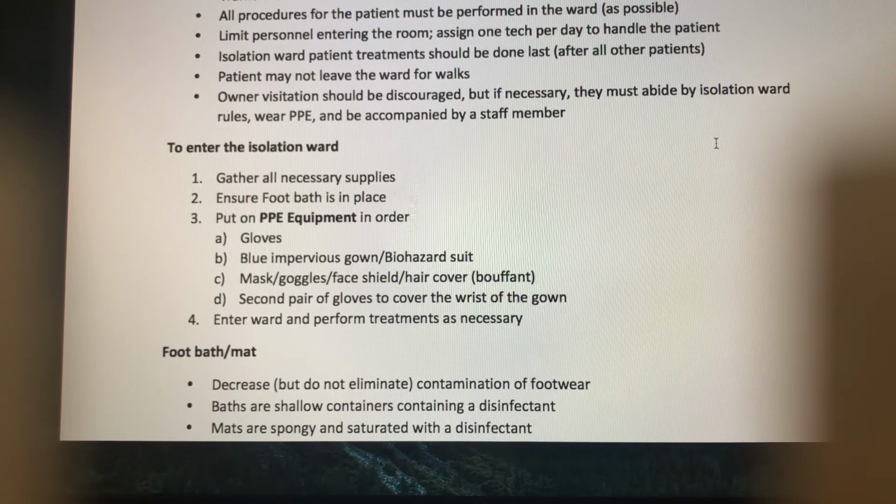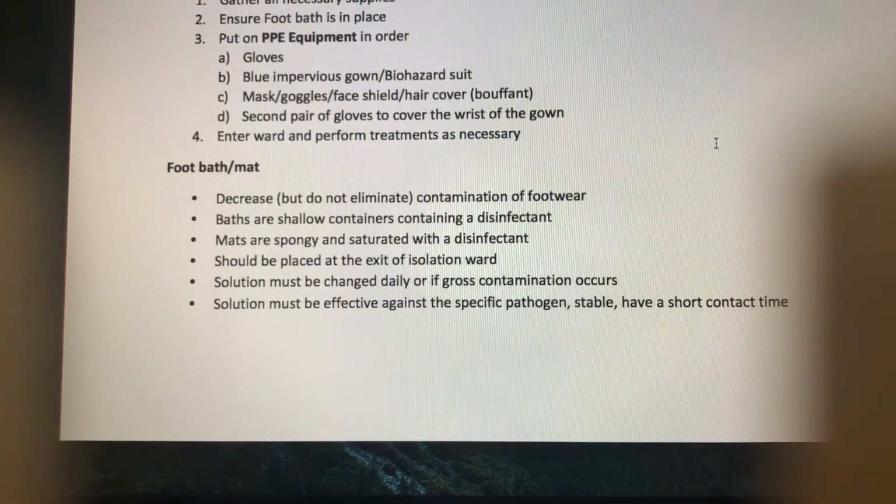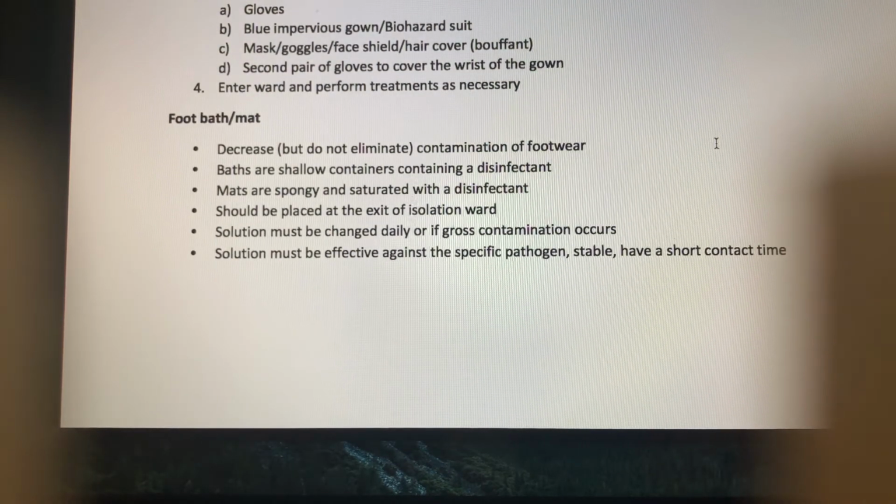So let's talk about the foot bath or a foot mat. The purpose of these is to decrease contamination of footwear, but you should know it does not eliminate the contamination of footwear, and we'll talk about why in a minute. Foot baths are shallow containers containing a disinfectant. Litter boxes are great for this. They're nice and shallow. You can step right into it.